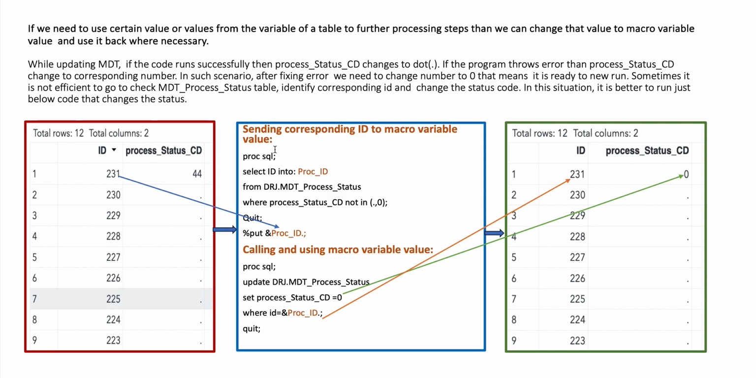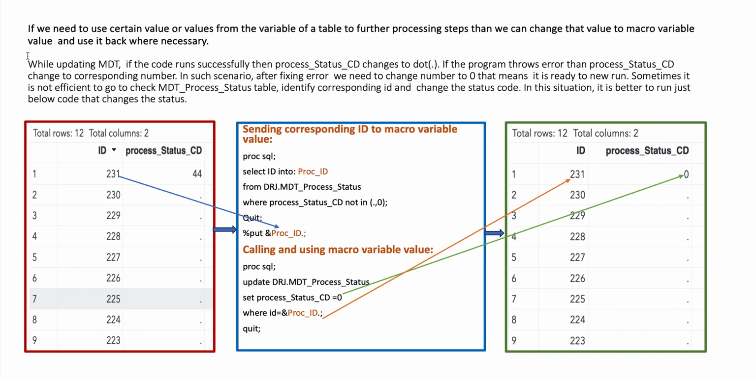If we need to use certain value or values from the variable of a table to further processing steps, then we can change that value to macro variable value and use it back where necessary. One of the previous work experience is explained here. While updating master data table, if the code runs successfully, then process status code changes to dot.